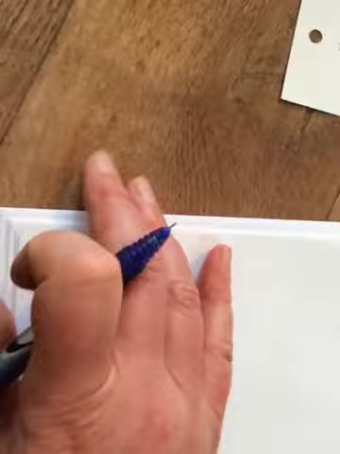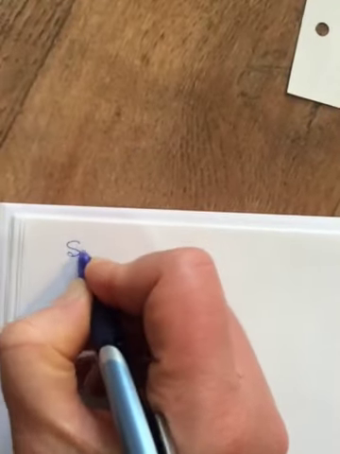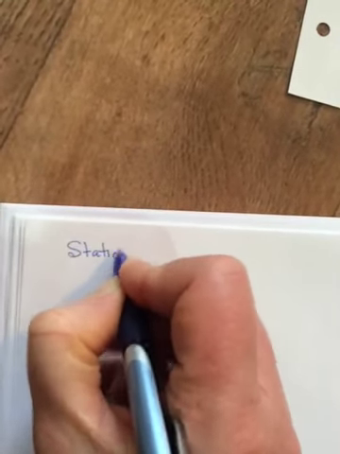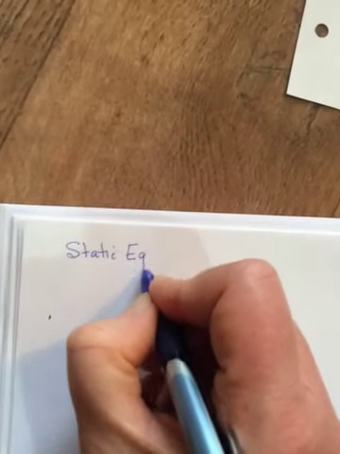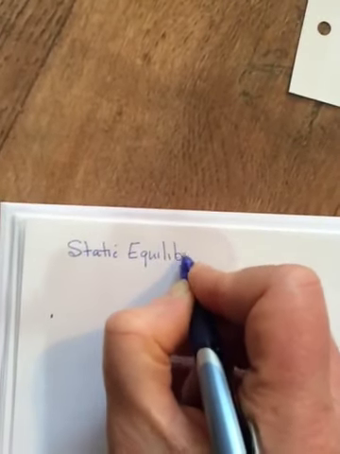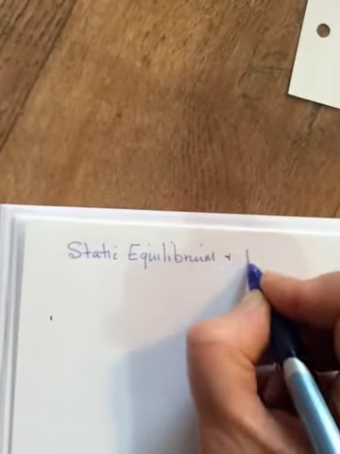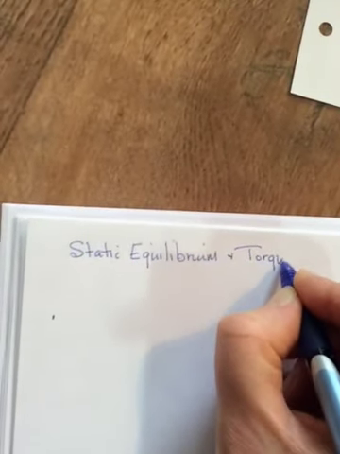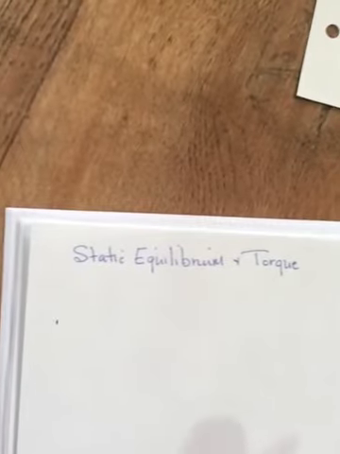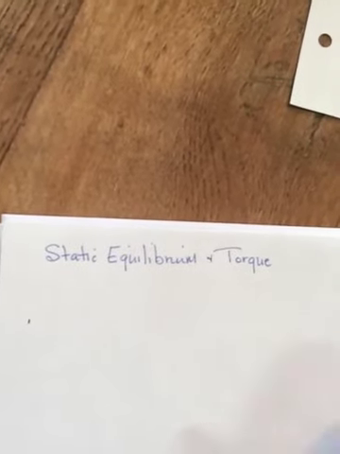Our next unit is called Static Equilibrium and Torque. It is really the first totally new thing. You haven't seen this in grade 11. You've probably heard the word torque before.